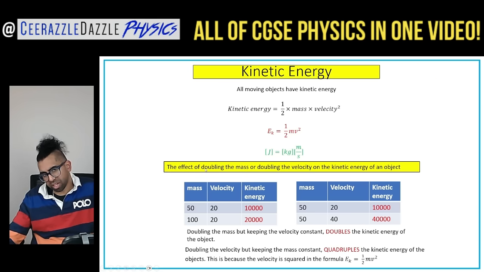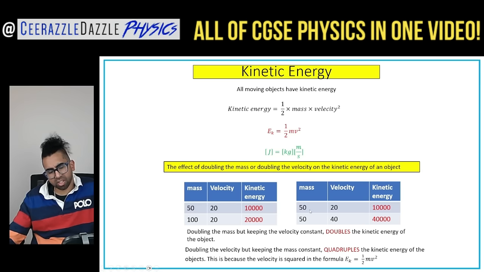Right, the next thing we're going to talk about is what happens if you were to double the mass or double the velocity, and the effect it has on the kinetic energy of an object. Well, look over here, I've got two different tables. The first one, you can see that I've doubled the mass but kept the velocity constant. Obviously, what happens is the kinetic energy doubles as well. If you plug these values in, you'll be able to see that for yourself.